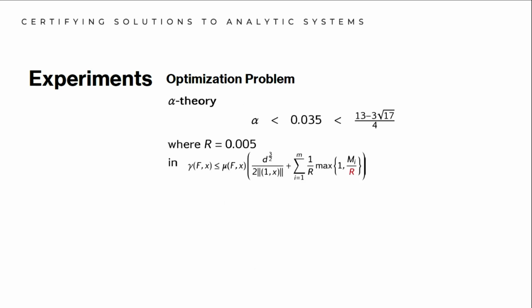So let me just start with alpha theory. As we mentioned before, in alpha theory, we need to find the upper bound for gamma, and we also have this gamma value, upper bound for this gamma value in here. And we need this capital R. So in this case, we use the radius of convergence as 0.005, which is less than the radius of convergence. Then in this case, alpha is less than 0.035, which is also less than this number. So alpha theory works for the certification.